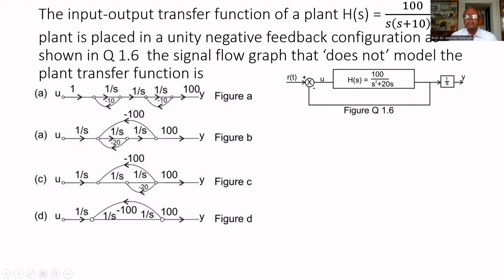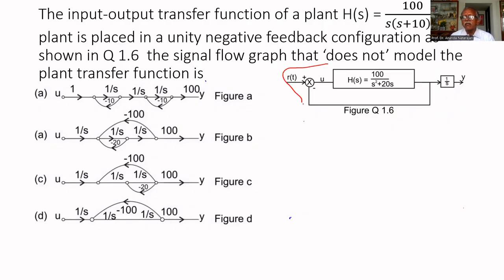The input-output transfer function of the plant is 100 upon S multiplied by (S plus 10) whole square. The plant is placed in unity negative feedback configuration as shown in figure 1.6. Which signal flow graph does not model the plant transfer function? If you find the transfer function for each figure, it takes a long time. So by looking at the figure, we will check.